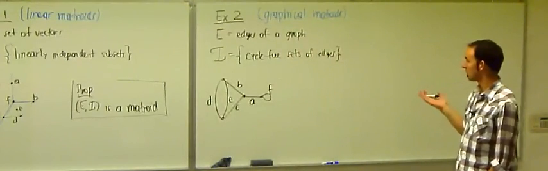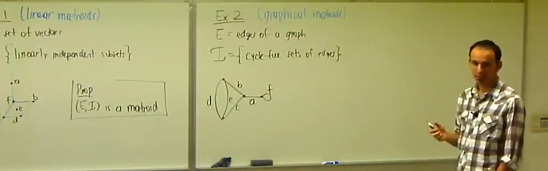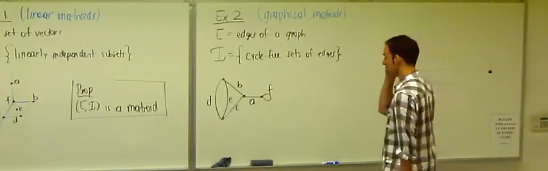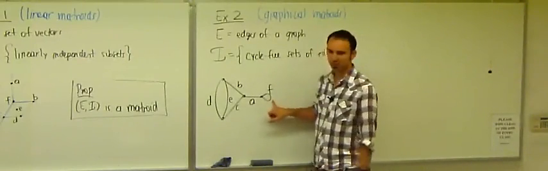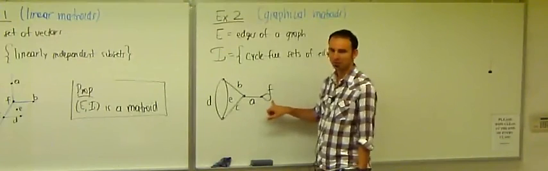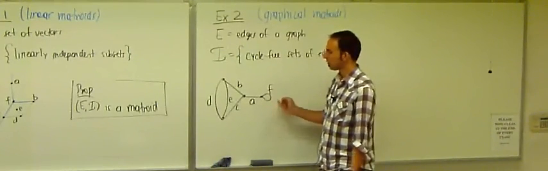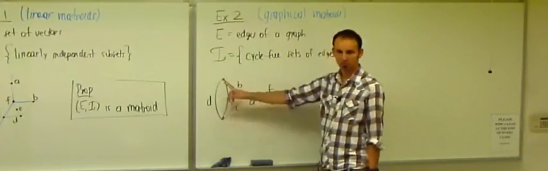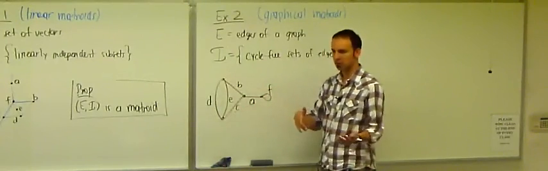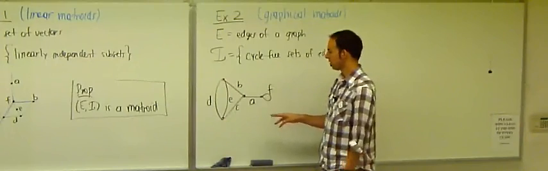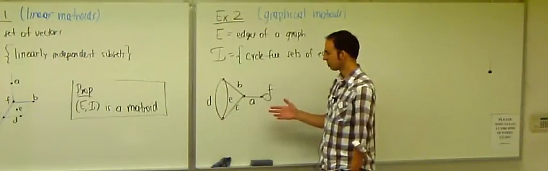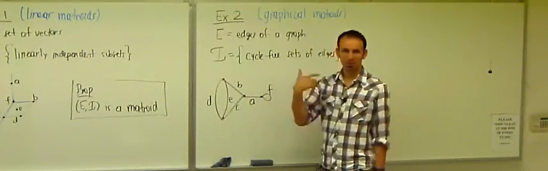What are the cycle-free sets of edges? Well, for example, you should always avoid F because F is a cycle already. And so F should never appear in an independent set. The other thing that should not appear is D and E together. Right? You always have to choose either D or E.